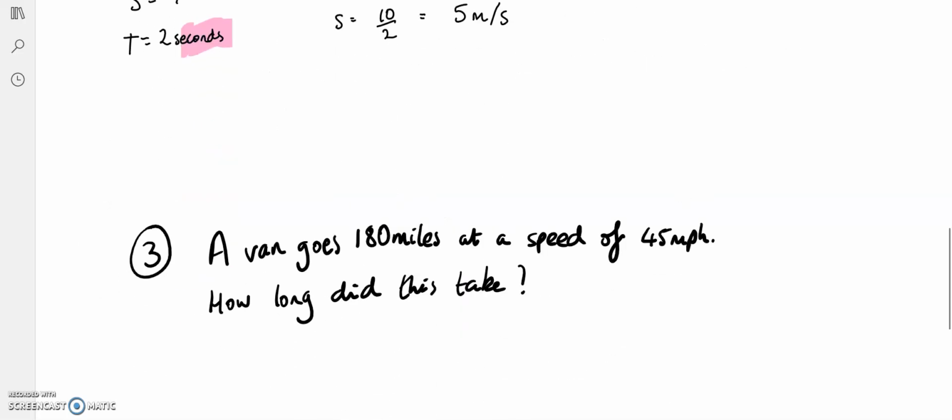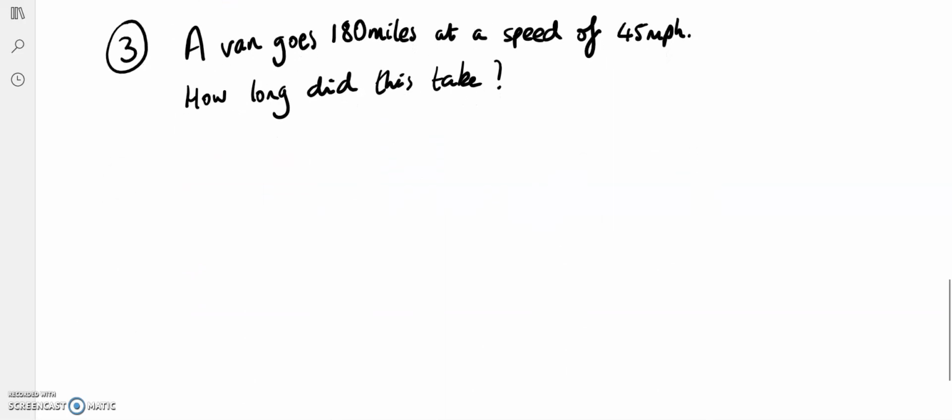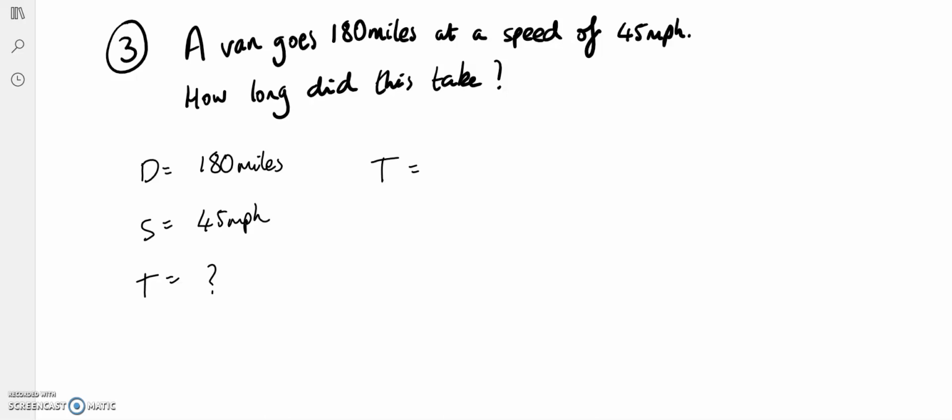Number 3, a van goes 180 miles at a speed of 45 miles per hour. How long did this take? You'll notice once again everything starts the same, D, S and T. It goes 180 miles, 45 miles per hour. We want to work out the time. To work out the time, we do distance divided by speed. So we're going to do 180 divided by 45, which is 4. What's my unit of measurement here? Well, it's going to be 4 hours.